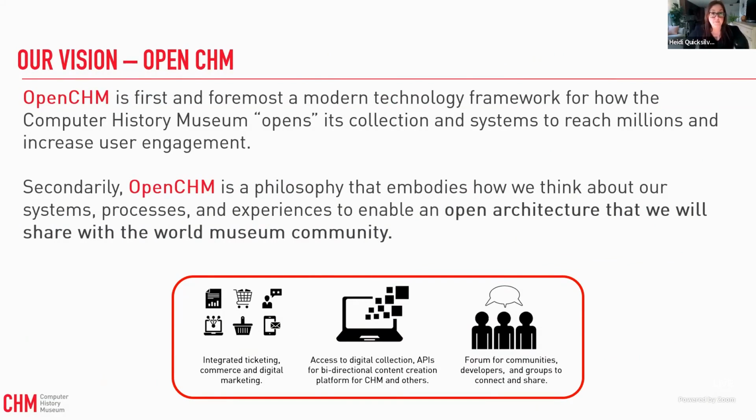So Open CHM is first and foremost a technology framework for how the Computer History Museum is planning to open our collections and our systems to reach millions of people and increase user engagement. As Daniel mentioned, the platform has been laid over the last 3 years with systems, et cetera, in order to get us to the point of now figuring out what our future looks like. How do we use what we have in order to reach millions and increase our engagement?